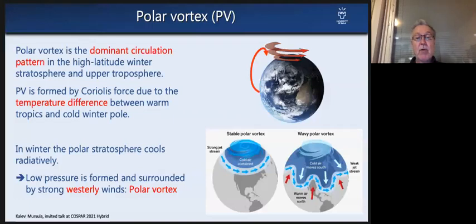Anyways, the polar vortex is a circular system of strong westerly winds in the high latitude stratosphere, which develops each winter around the winter pole due to the temperature difference between the warm tropics and the cold winter pole.